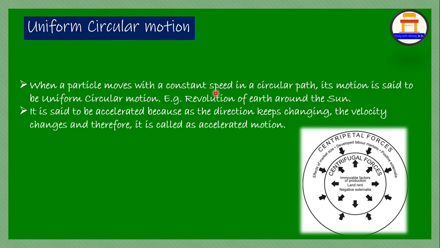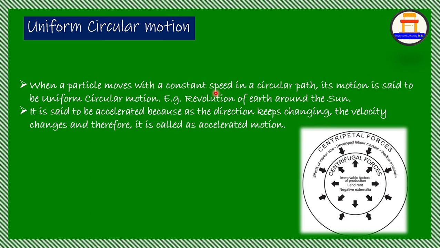Next, it is said to be accelerated. Why? This is a basic give reason question which will be asked in the board paper. This is the most probable give reason question. It is said to be accelerated because as the direction keeps changing, the velocity changes. Therefore, it is called an accelerated motion. A direction also gets changed. Since it is going in a circular path, it moves in different directions. So as the direction is changing, the velocity will change.